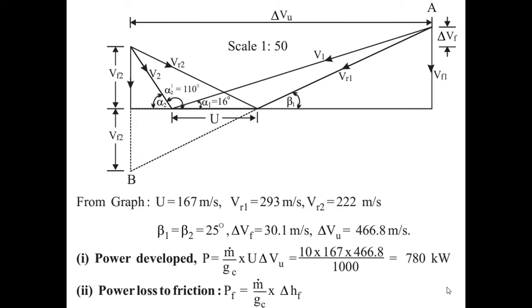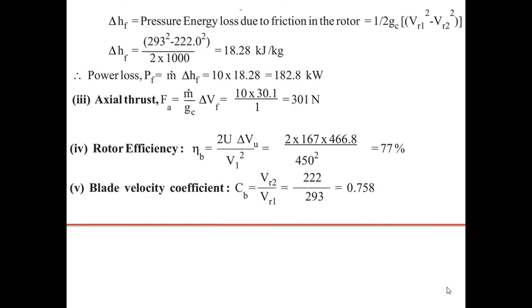Next is power loss due to friction. Due to friction, delta HF is not known because that is the power loss: enthalpy loss, pressure loss, energy loss. GC is one. In this book they have taken GC. In my notes, I never referred to this GC. In the alternate form of Euler's turbine equation, I have taken VR1 square minus VR2 square by 2 only, not GC. GC is just for converting this meter square per second square into power units.